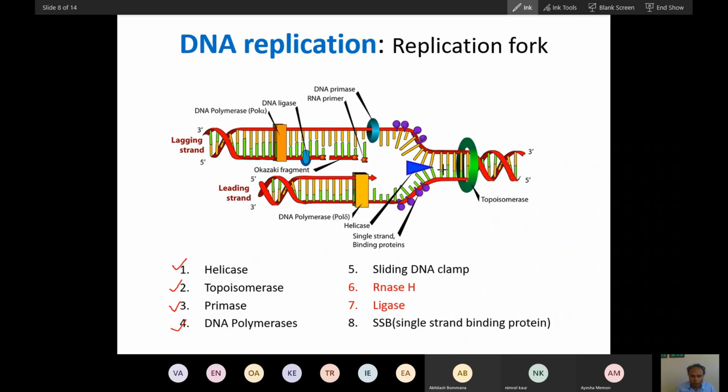Helicase comes and opens. Then topoisomerase removes supercoiling. Then after that, this is the third point, what will happen? Primase will come, and then primase will add the primer here. And then after the primer, DNA polymerase will elongate the DNA.